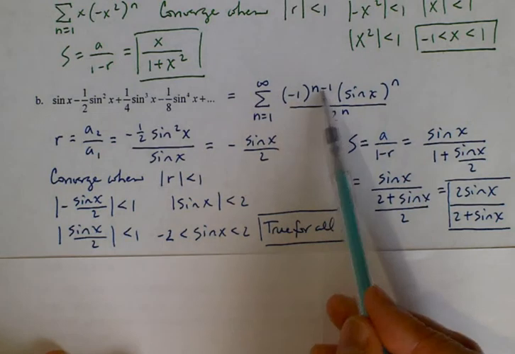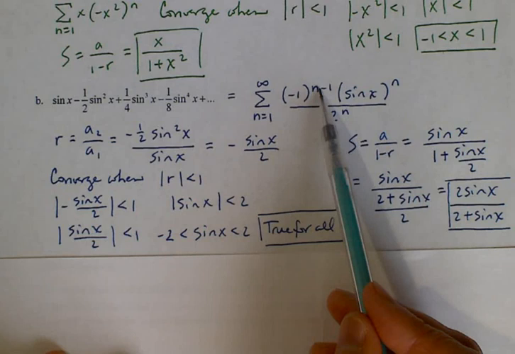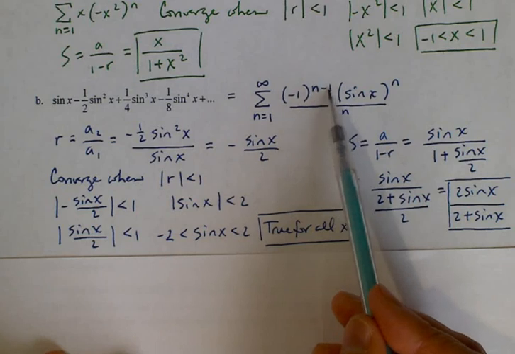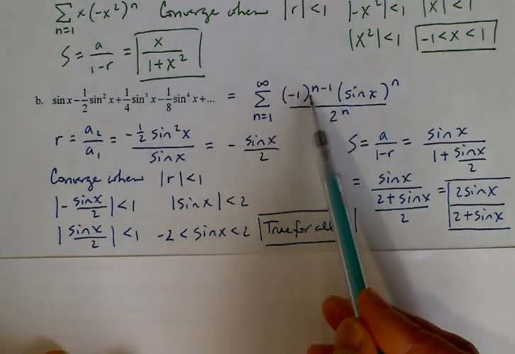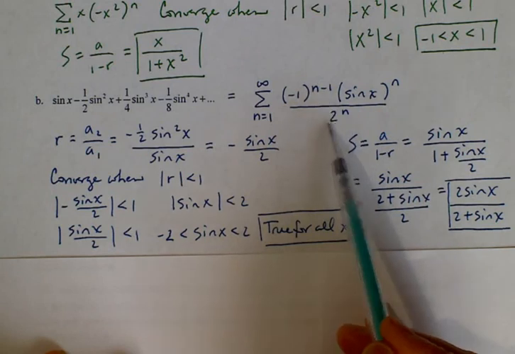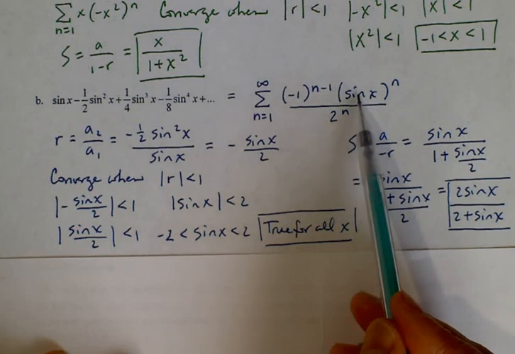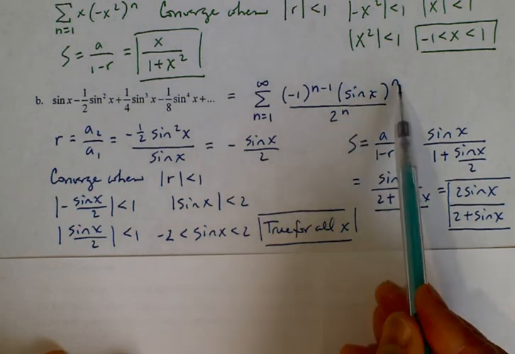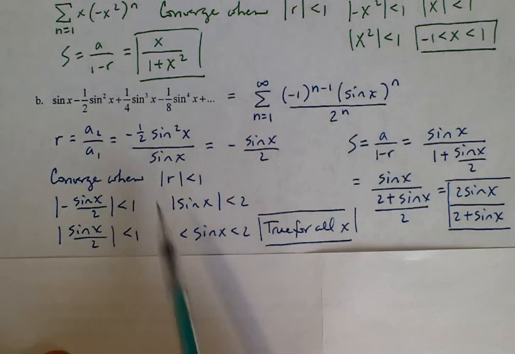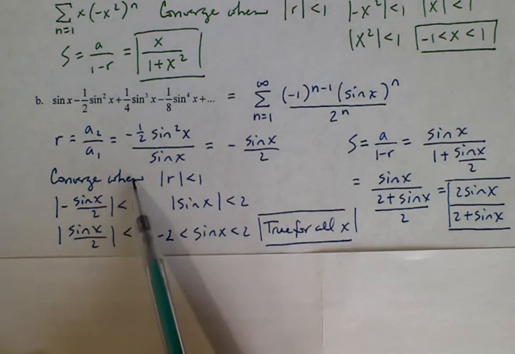And I can write the general term with sigma notation, n is equal to 1 out to infinity. Since this is alternating signs, I know that it has to be negative 1 raised to the n minus 1 power. Since it starts at 1 and is positive, it has to be either n minus 1 or n plus 1. And then in the denominator, I have 2 raised to the nth power, and in the numerator, I have sine of x raised to the nth power.